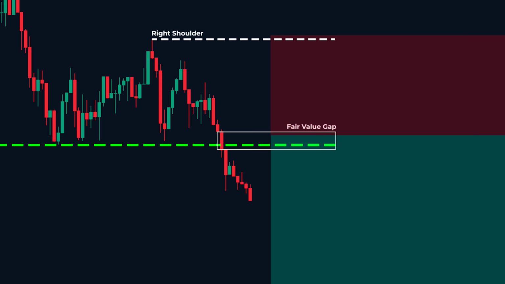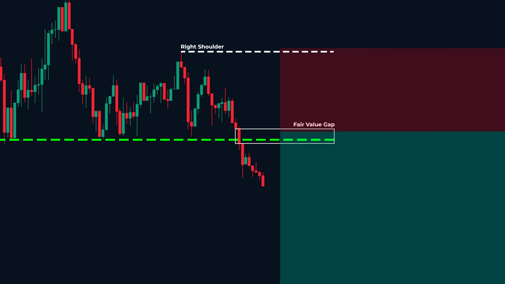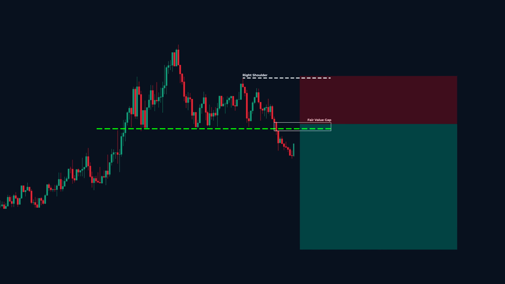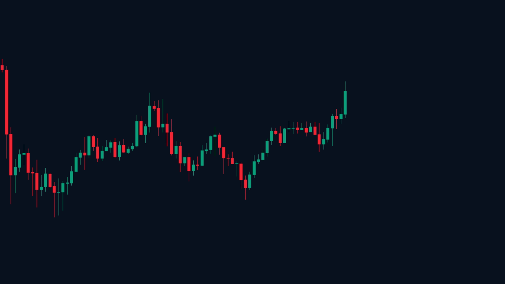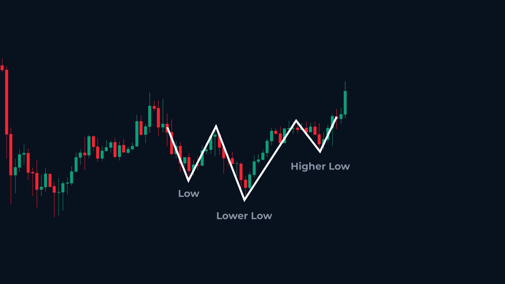Stop above the right shoulder, and your target is based on the height of the head, or around 3 times your risk. Now let's look at the bullish version, known as the inverse head and shoulders. Price forms a low, then an even lower low, followed by a higher low. This shows that sellers are becoming weaker with each push downward. When price finally breaks above the neckline, buyers regain control and the reversal is confirmed.